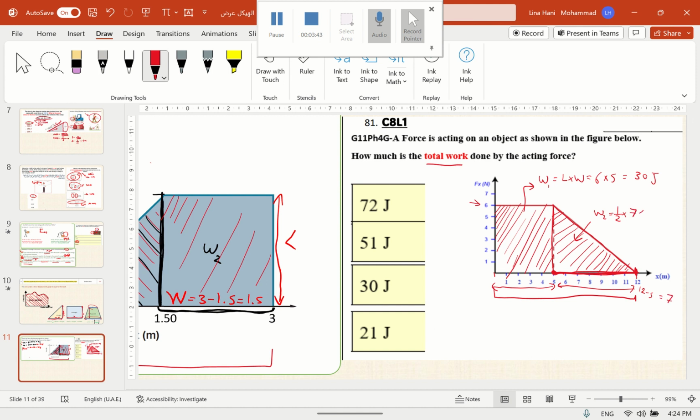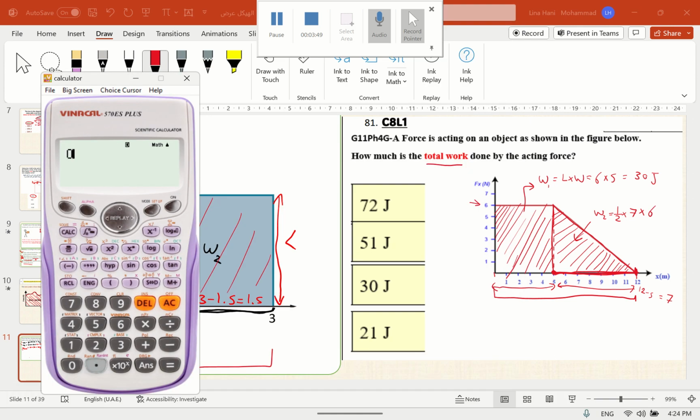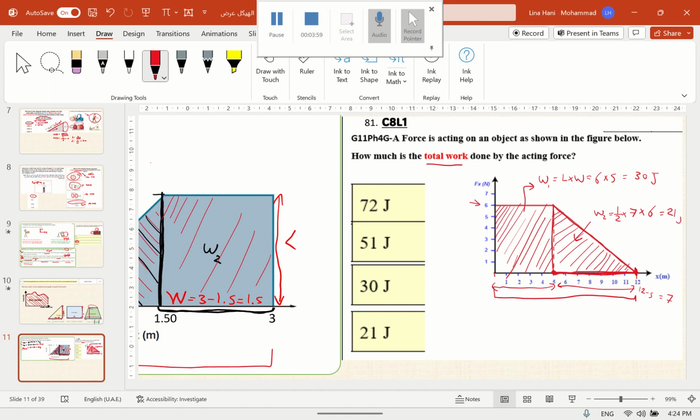And we have the height 6. That will give you 0.5 times 12 minus 5 times 6. That's going to give you 21 joules. So after that you find the total work by adding the two areas, 30 plus 21. That's 51.